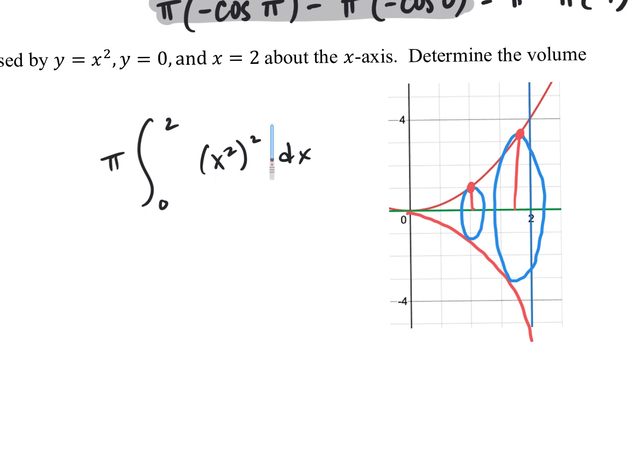Did he say, oh, well, my cross sections are circles. The area of a circle is pi r squared. How'd you know r was x squared, bud? Because that's the function. It's always going to be the function. No, so what if it was upper minus lower? What was my lower here? Exactly. We didn't have to worry about it.